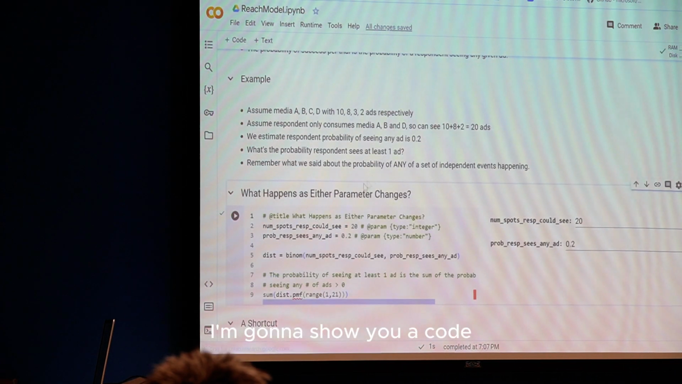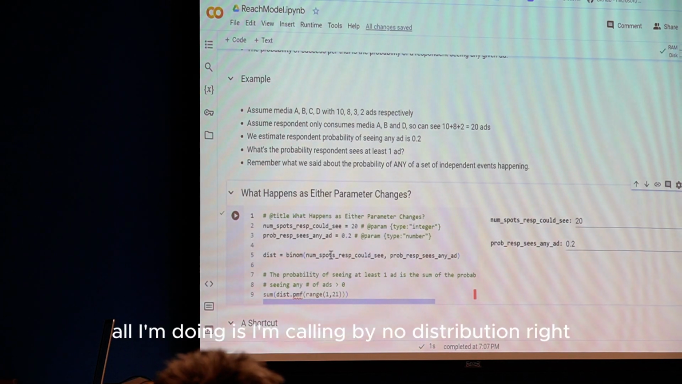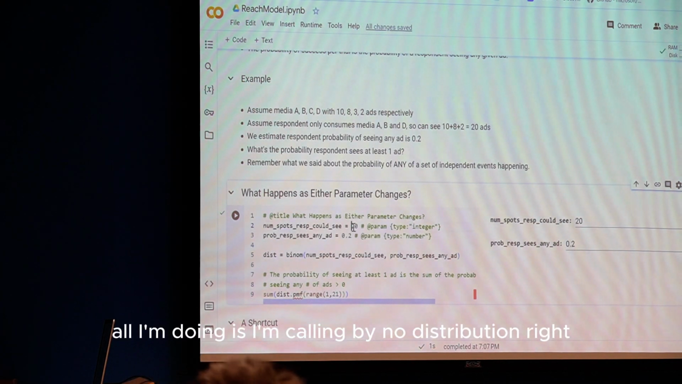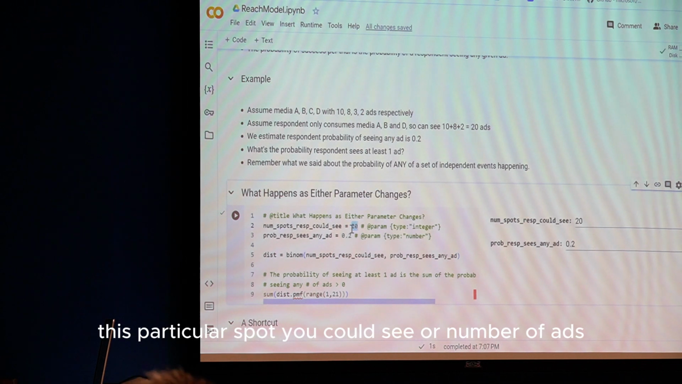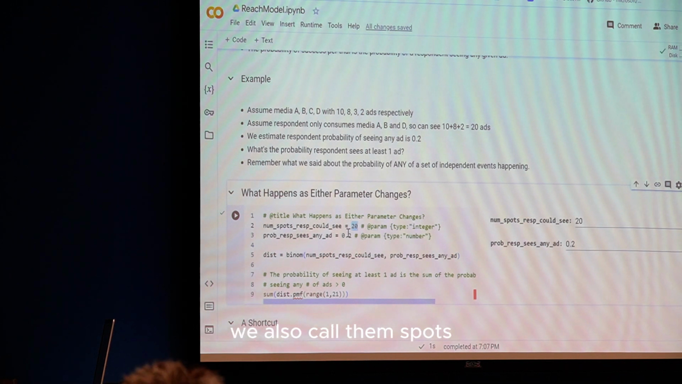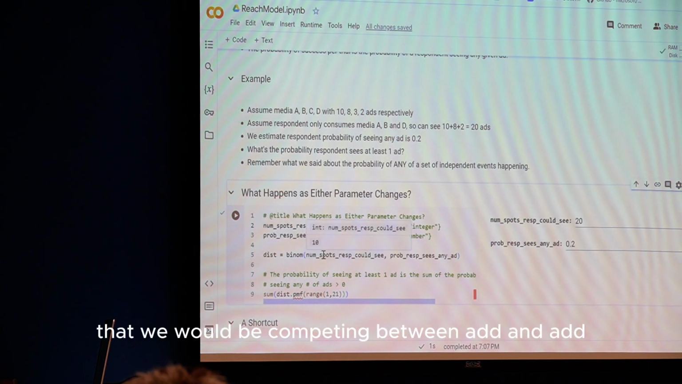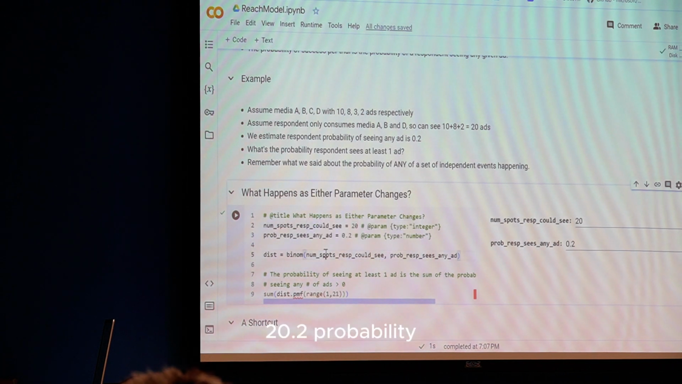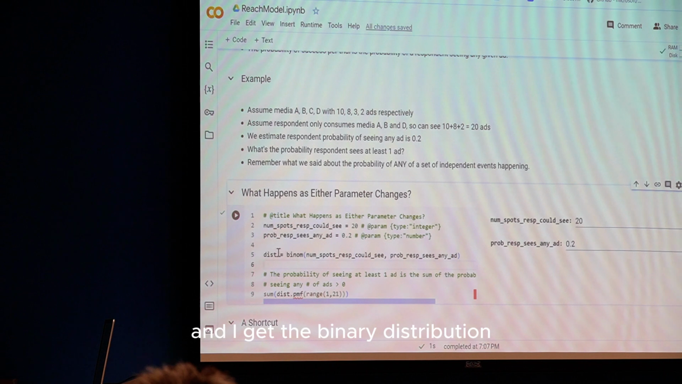Over here, I'm going to show you the code. So again, all I'm doing is calling a binomial distribution. Number of spots this particular respondent could see, or number of ads. We also call them spots, or I should have called them spots. That way there wouldn't be confusion between ad and ad. 20 trials, 0.2 probability, and I get the binomial distribution.